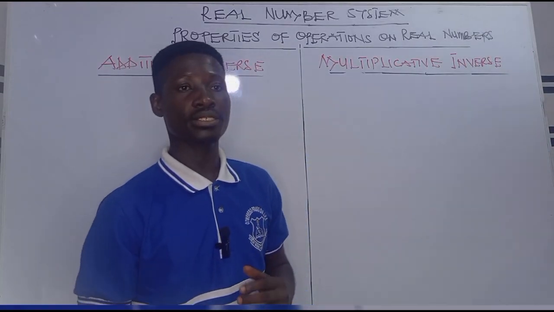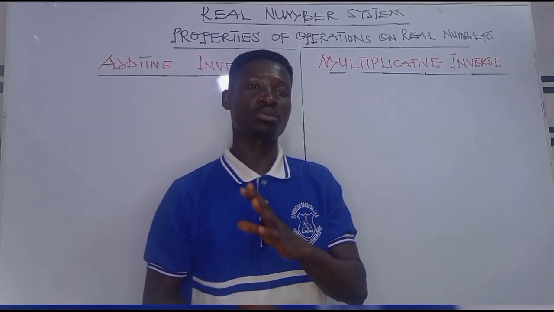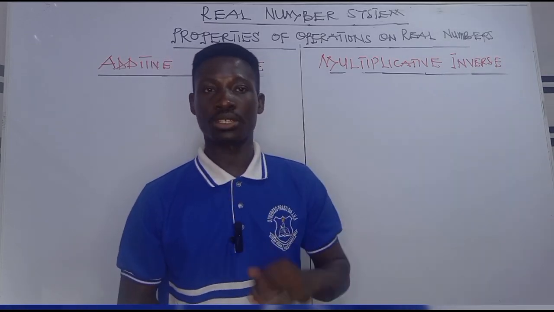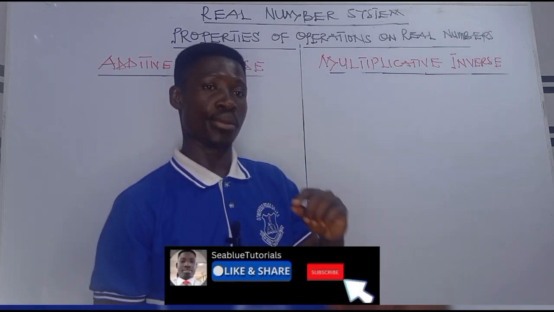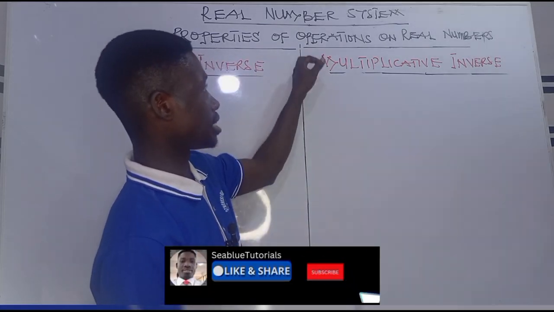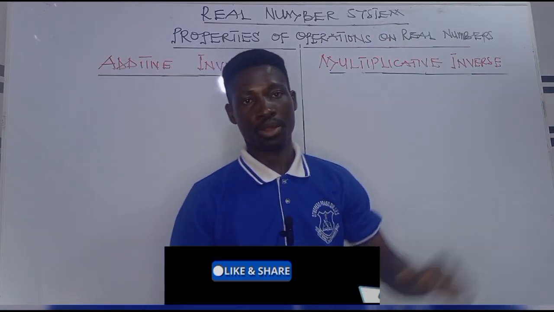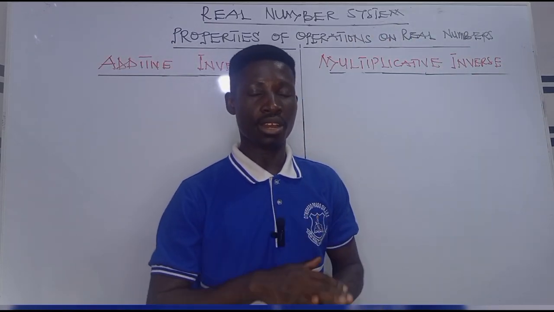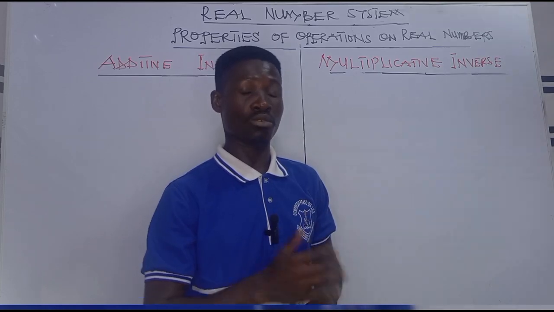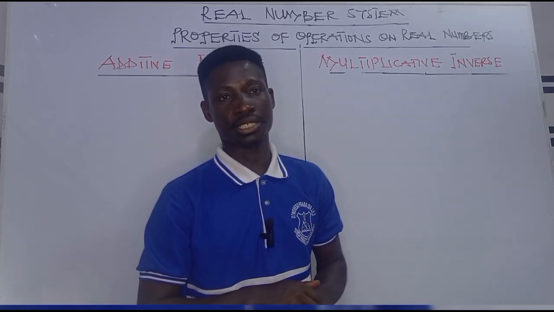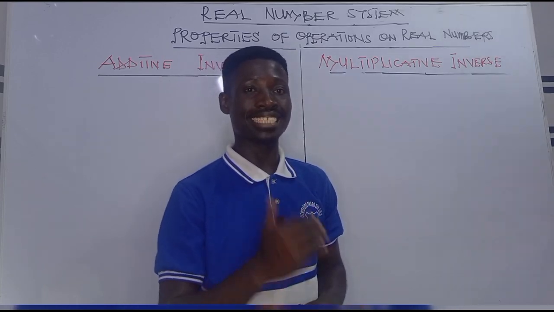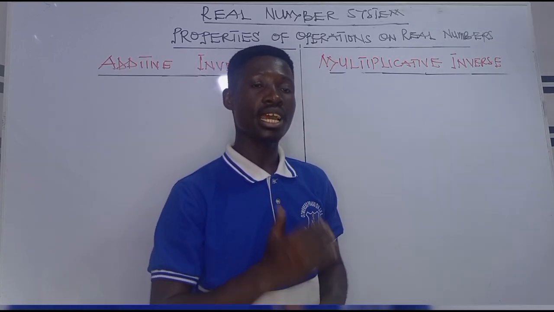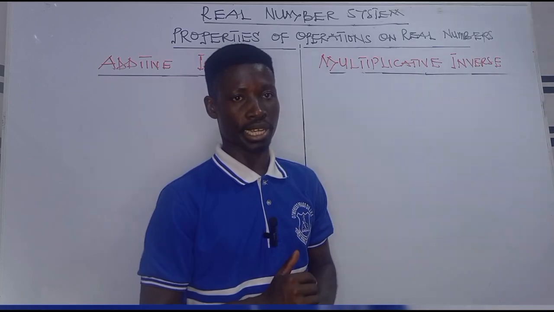In this very lesson, we shall be looking at the inverse property of operation on real numbers. Remember, we are still on the real number system and we are still on the properties of operation on real numbers. Before we begin our lesson, let's revise ourselves on what we did in our previous lesson. In our previous lesson, we learned about the identity element for addition and the identity element for multiplication.